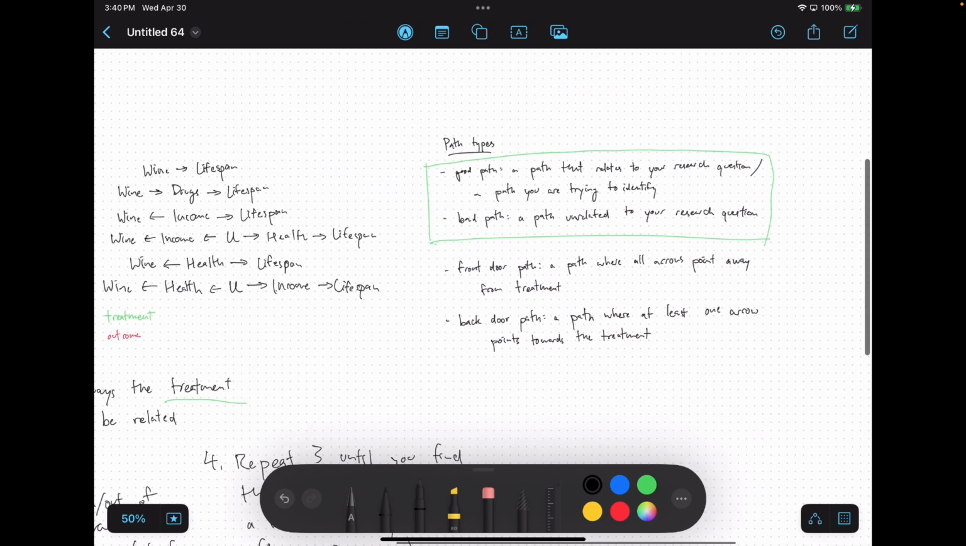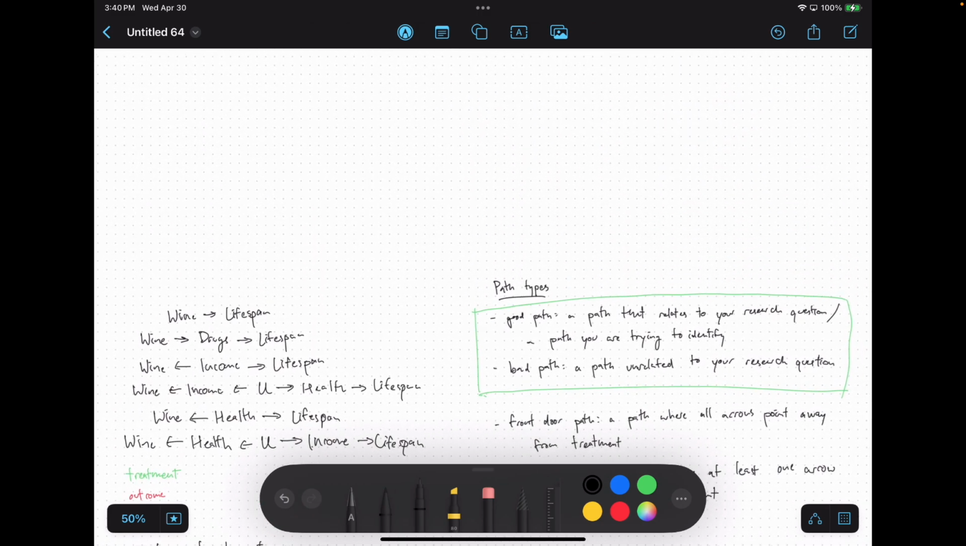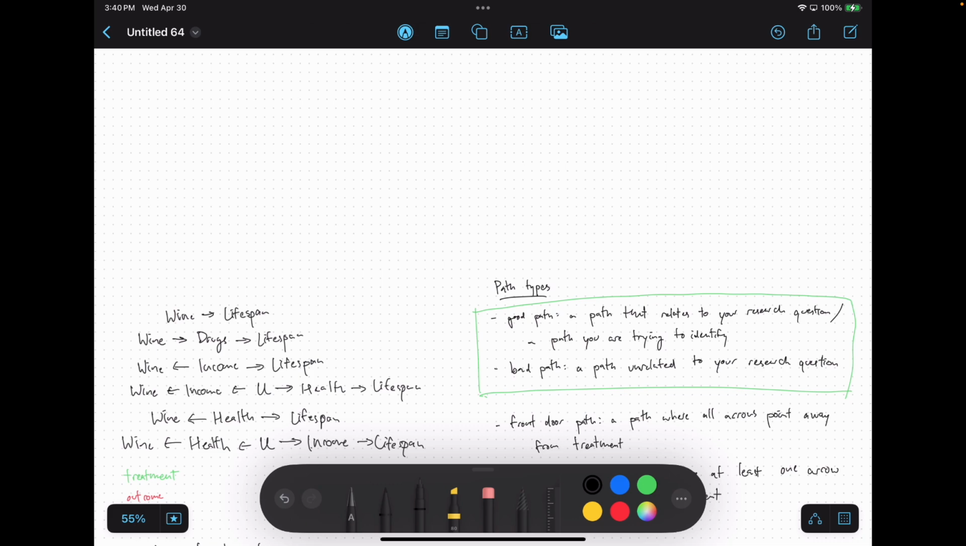Actually, let's jump over here. I'm not tall enough. There we go. Front door, back door. Front door, back door. Front door, back door. Back door. Yes. Right. So in this particular example, we've got 6 paths, 2 front door paths, 4 back door paths. Okay.